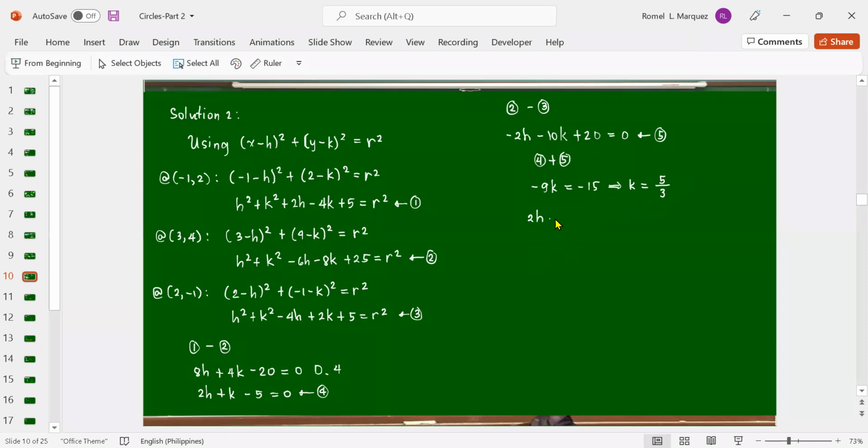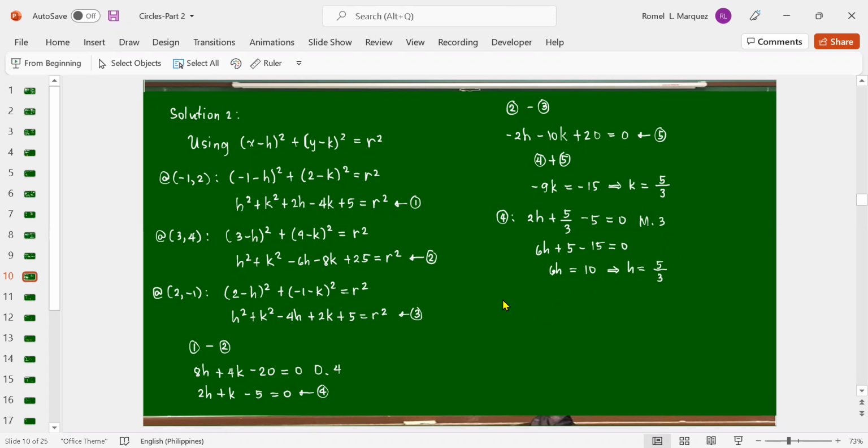H times 2 plus k. K is 5 over 3. So this is from equation number 4. And this is minus 5 equal to 0. Multiply by 3 to get 6h plus 5 minus 15 is equal to 0. Simplifying, we get 6h is equal to 10, right? So h therefore is 5 over 3, right?